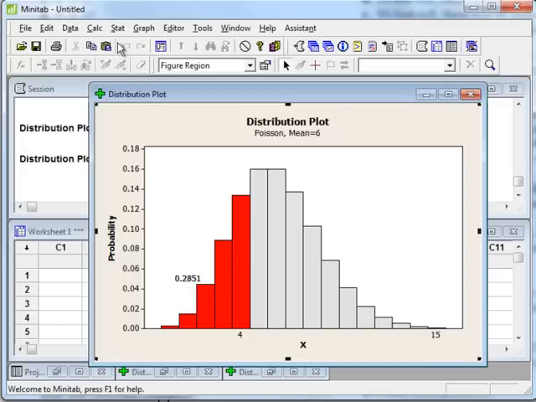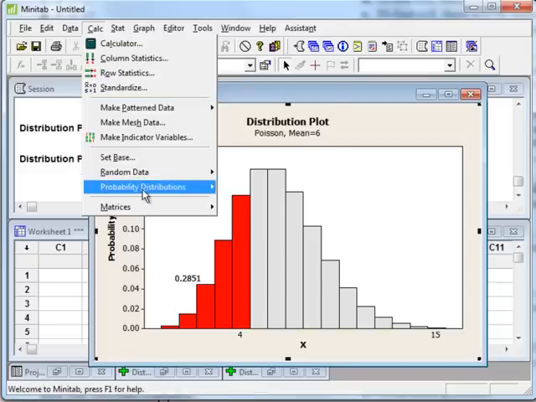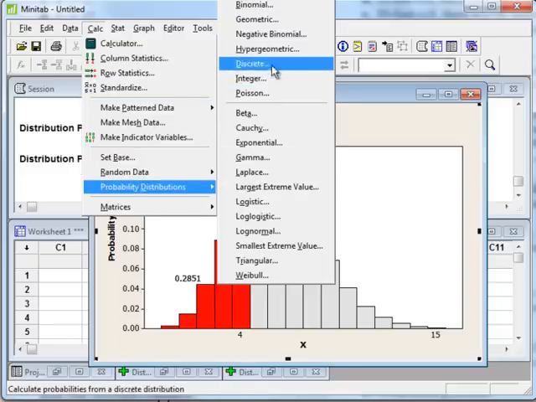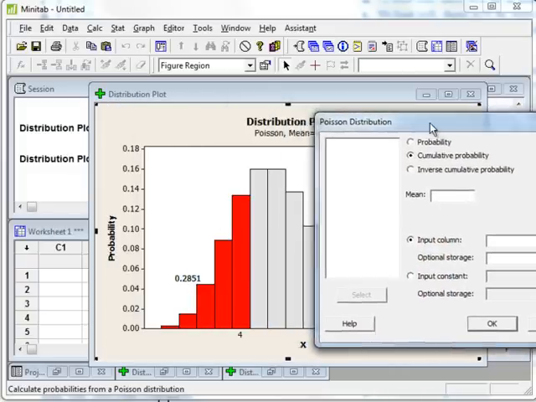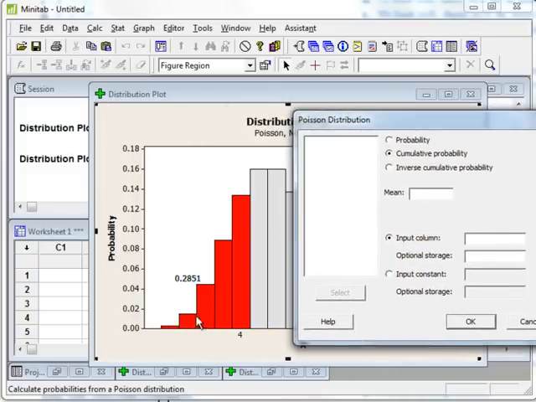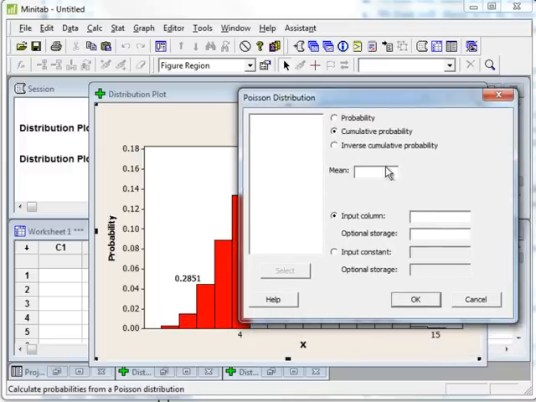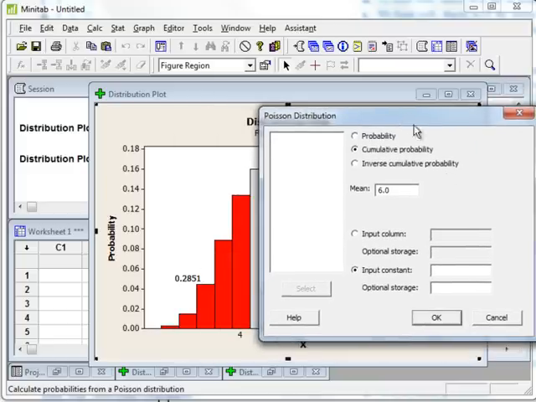If we go to Calc, probability distributions, choose Poisson, you notice that we're adding up probabilities from the left to the right, which is cumulative probabilities. And so when we go to the Poisson distribution, we want to make sure we've chosen cumulative probabilities. Next, we need to include the mean, which was lambda, 6.0 chip parts per cookie. And our constant, the same rule is followed here. We want to include 4, but not 5 as the input constant. So we're going to push OK.